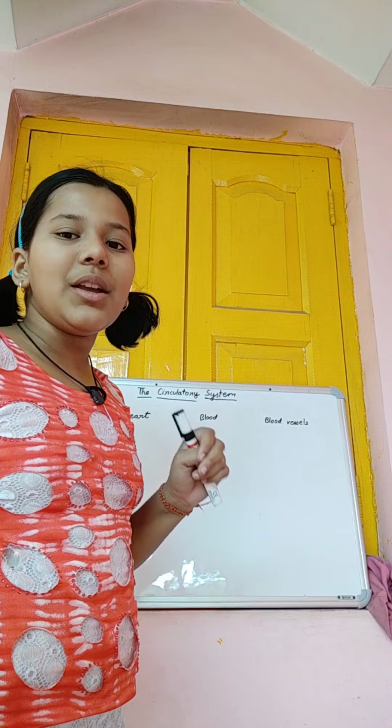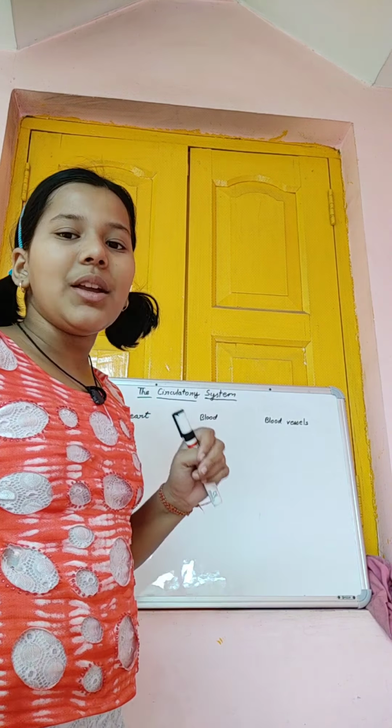So, first of all, we will learn about the heart, which is the main organ of the circulatory system. As I told, the heart is the main organ of the circulatory system. It acts like a pump and forces blood throughout the body. Now, this is the diagram of our heart. It is located in the left corner of our body in the chest cavity and is a little tilted towards the left. Now we will see its structure.